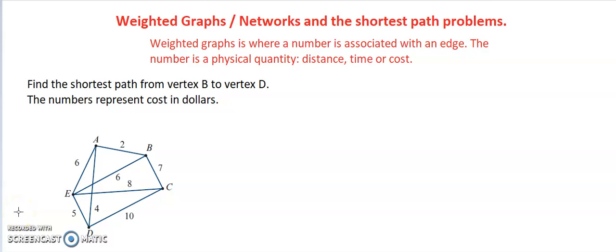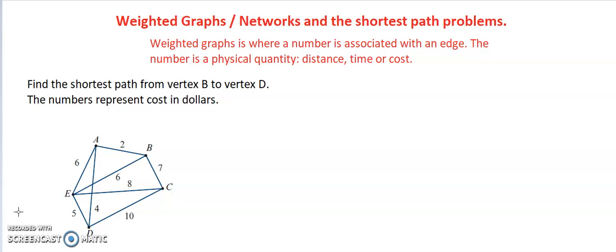So we are going to be looking at weighted graphs/networks and the shortest path problems. A weighted graph is a normal network, but it's just putting a number associated to every edge. These numbers make these networks more related to real life because we are thinking about a physical quantity. So distance, time, or cost.